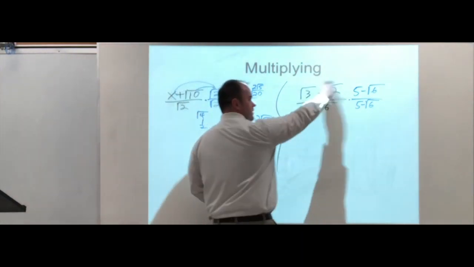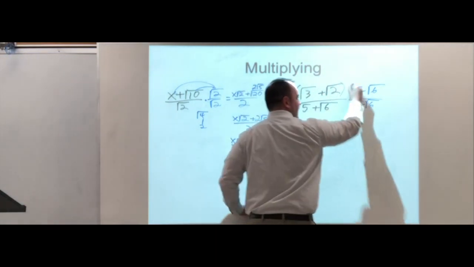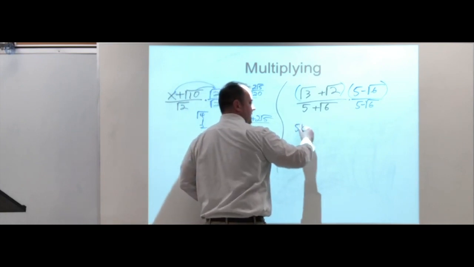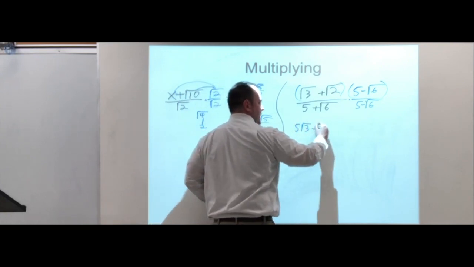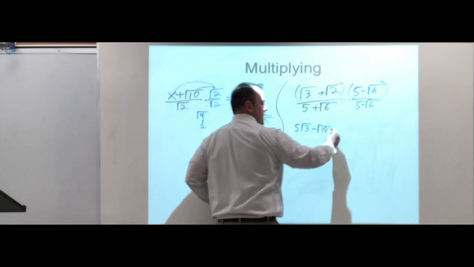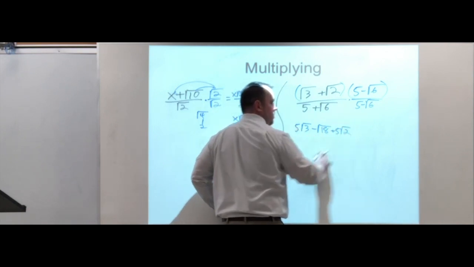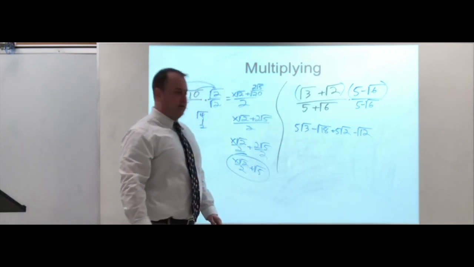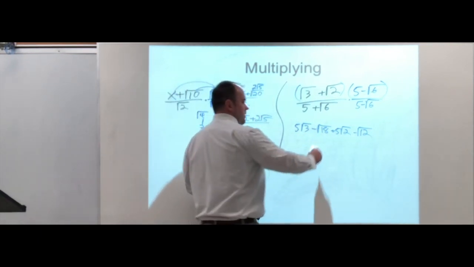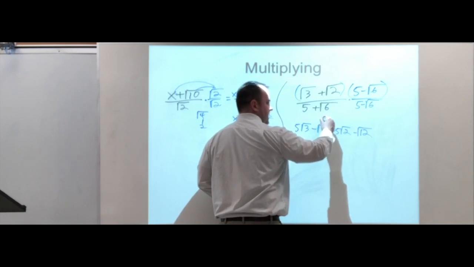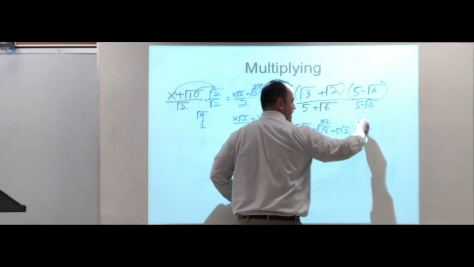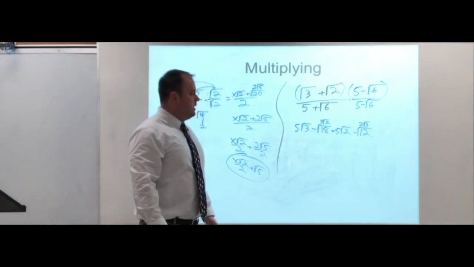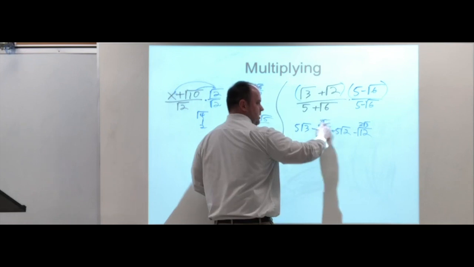Okay, up top we're going to do the double distribute. Remember, everything needs to be multiplied here. So if we multiply that through, 5 square root of 3 minus square root of 18 plus 5 square root of 2 minus square root of 12. So we do have some things we're going to need to simplify. We end up with 3 square root of 2 and 2 square root of 3. Okay, so we're going to have some like terms to combine here.